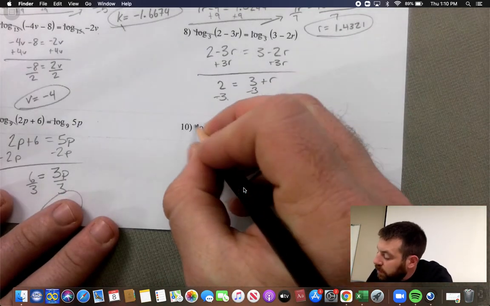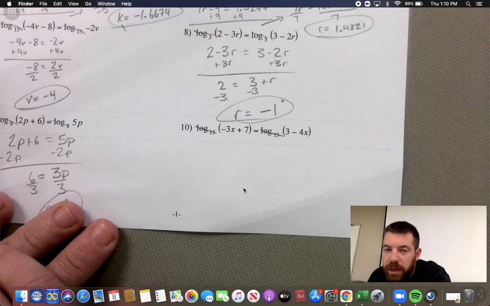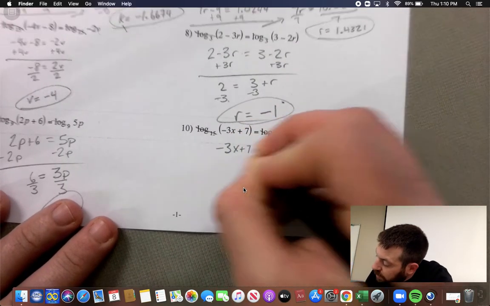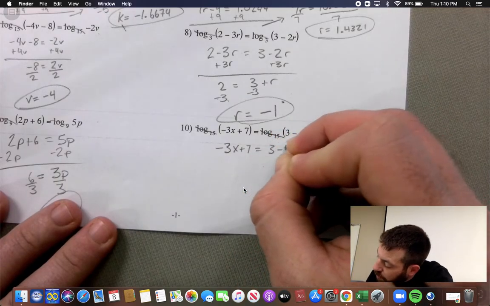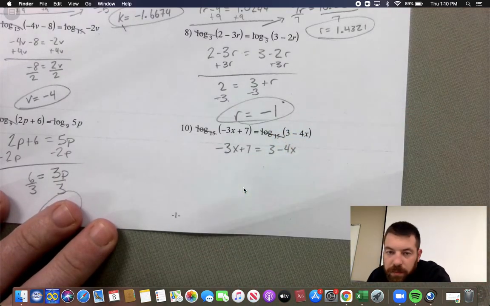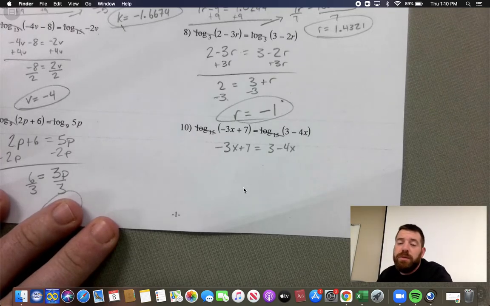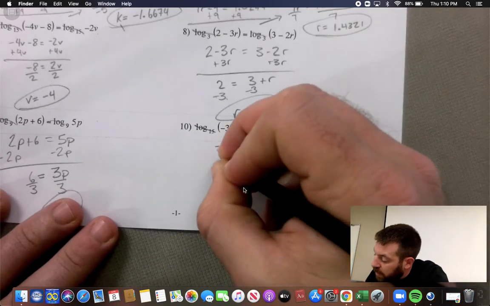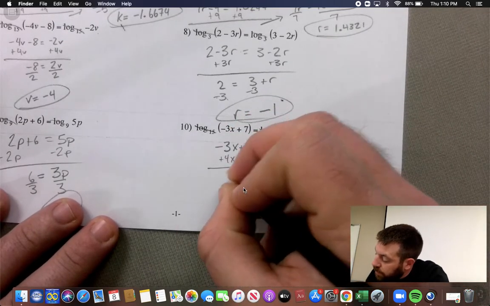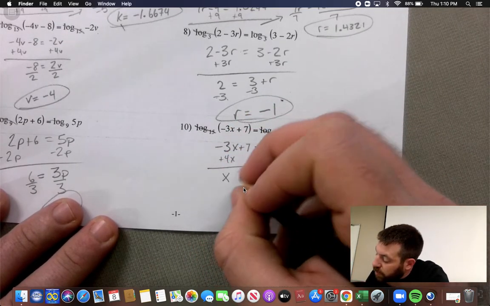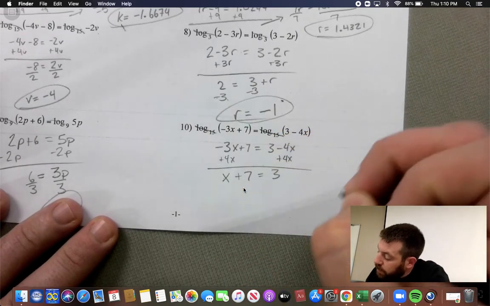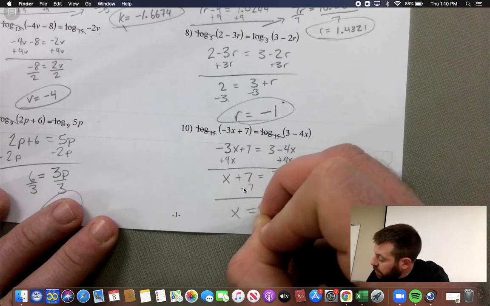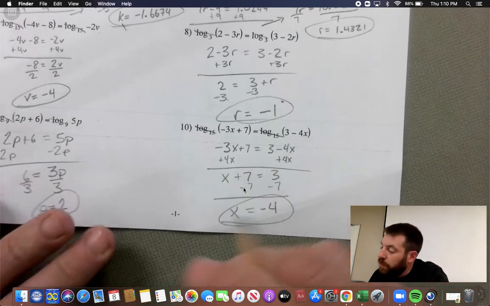Last one. Divide, cancel, cancel. Negative 3x plus 7 equals 3 minus 4x. For me personally, I like to use positive variables, so I'm going to add the 4 as opposed to adding a 3. So let's add the 4, get it over here. So negative 3 plus 4 is just 1x. Now in here, subtract the 7, and x equals negative 4.